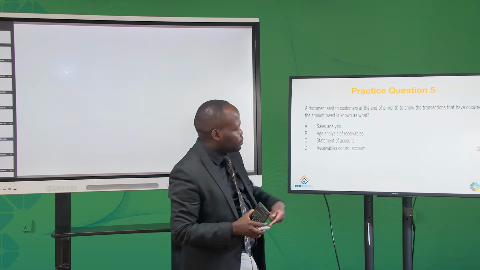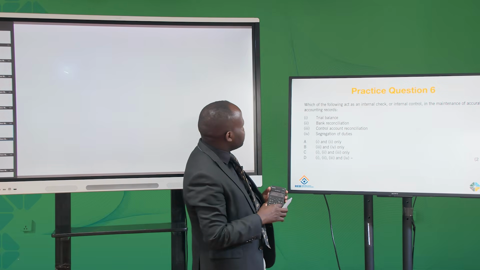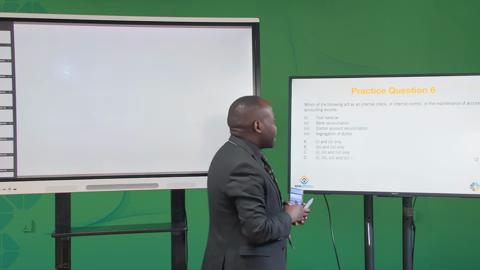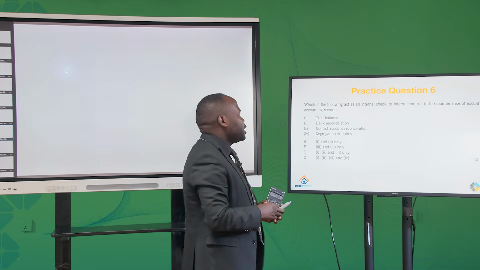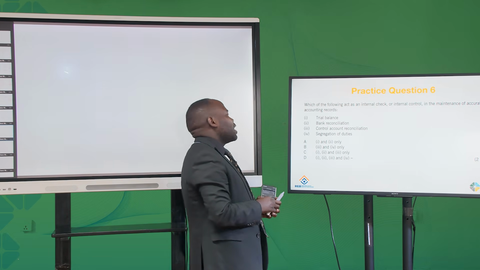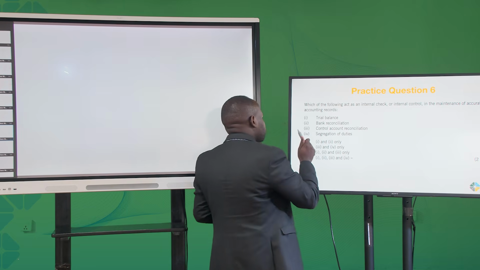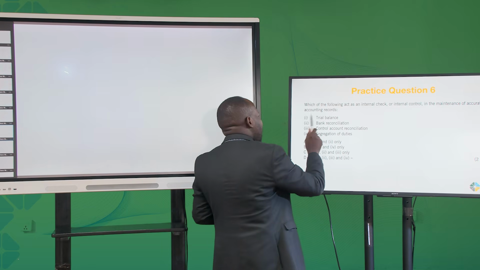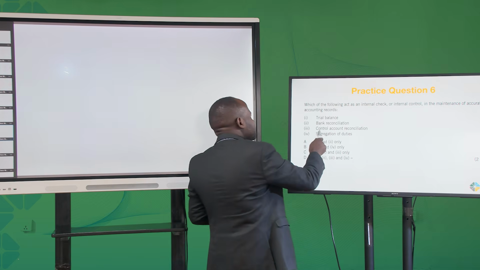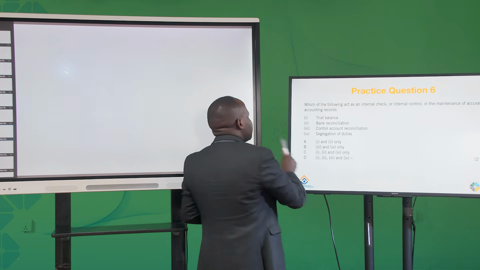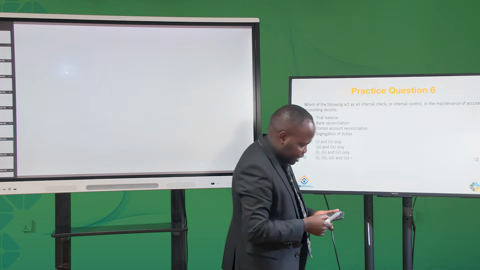The last question is, which of the following act as an internal check or control in maintenance of accurate accounting records? Trial balance is a control. It's an internal check. Bank reconciliation, we had already looked at these. Control account reconciliation and segregation, all of them. The correct answer is D.